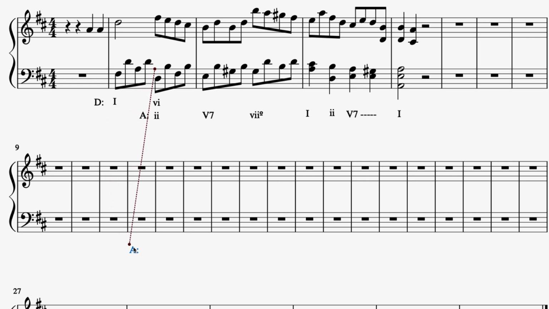Let's do it here. So if we have A minor, we have A minor, B diminished, C major, D minor, E minor, F major, G major, and then A minor. However, well, okay, so keep that in mind.